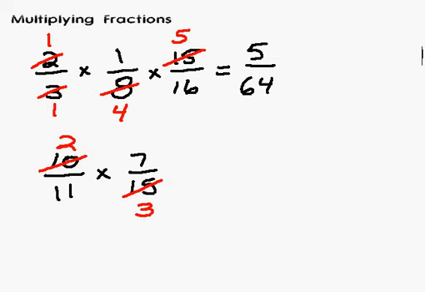Hopefully you're one step ahead of me and you know what I'm going to do next. You know what I'm going to write for the numerator. 2 times 7 is 14. 11 times 3 is 33. So our answer is 14/33.